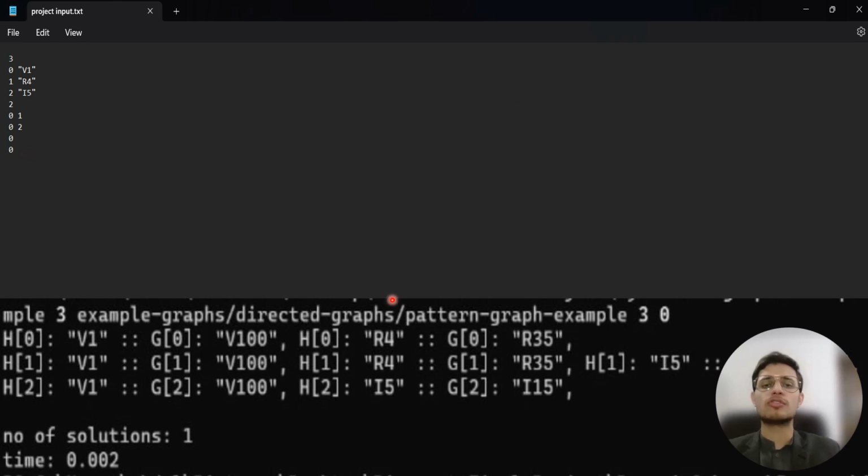So what is the output of this? It tells us the number of solutions we can get. It is only one, as you can see here, and the time it takes is 0.002. So it's literally quite an efficient algorithm for us.